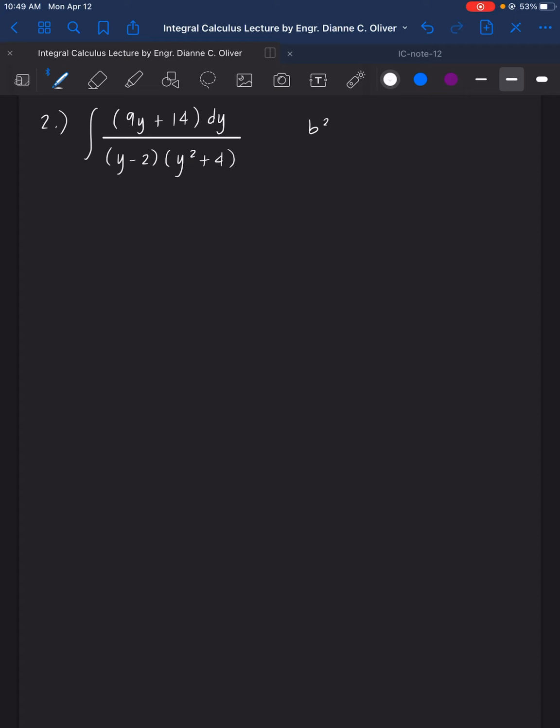b² - 4ac. Is it less than 0 for this one here? This is a, and this is constant c. So we have b as 0, minus 4ac. Is it less than 0? This is negative 16, and yes, it is less than 0. Therefore, we will use the third method, the quadratic factors. We write.